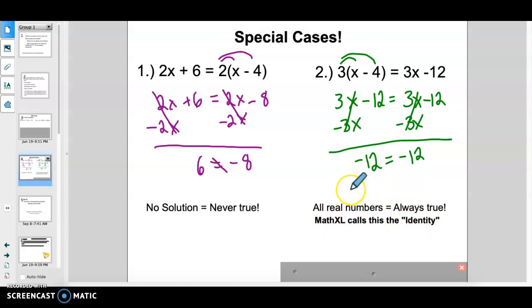So why don't you guys go and check it out in your practice problems. If they are not equal, never true. If they do equal each other, always true. They're all real numbers.